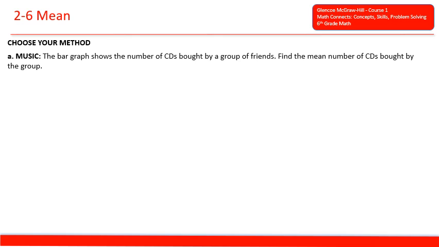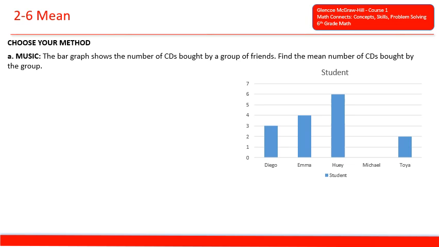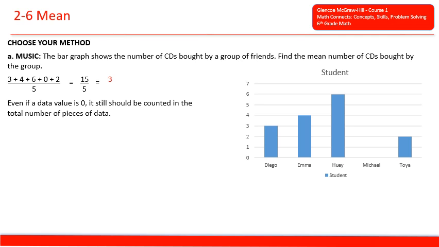Choose your method. The bar graph shows the number of CDs bought by a group of friends. Find the mean number of CDs bought by the group. If we look at the bar graph, Diego has 3, Emma 4, Huey 6, Tanya 2, and Michael has 0. If we add those all up and divide by 5, we get 15 over 5, which is equal to 3. Even if a data value is 0, it should be counted in the total number of pieces of data.